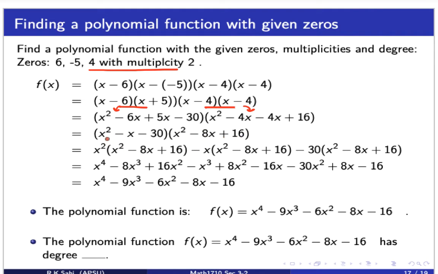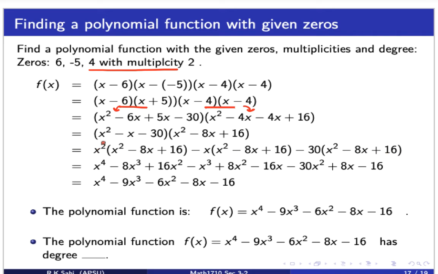Now, we are going to multiply these trinomials. A trinomial is an expression with 3 terms. So there are 2 trinomials. What we are going to do is fix one of them and distribute the other. So I'm going to fix x squared minus 8x plus 16 and distribute the terms. So x squared multiplies (x squared minus 8x plus 16). Then we have minus x, and I'm going to multiply it with (x squared minus 8x plus 16). Then minus 30 times (x squared minus 8x plus 16).